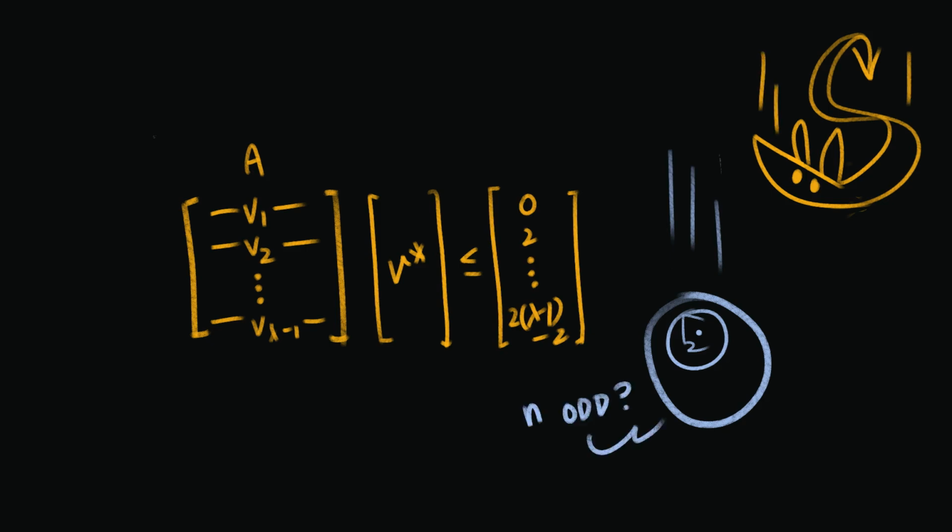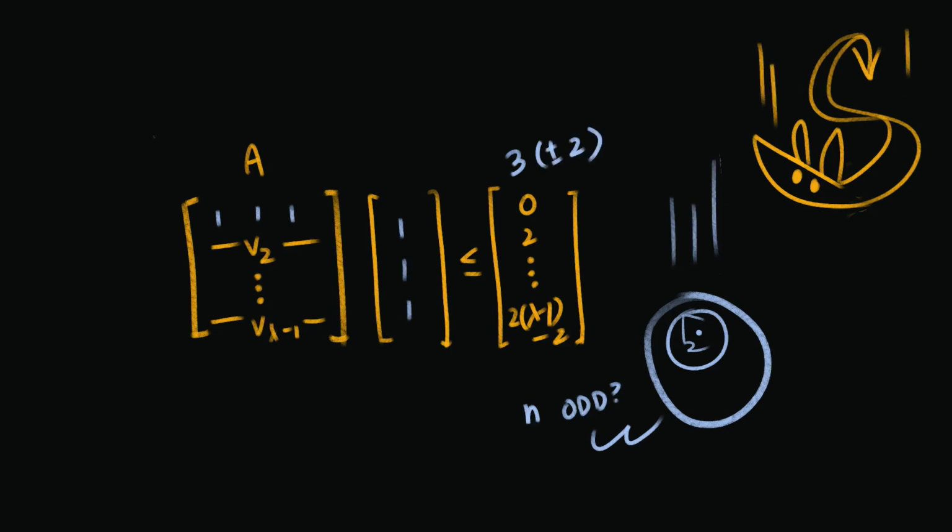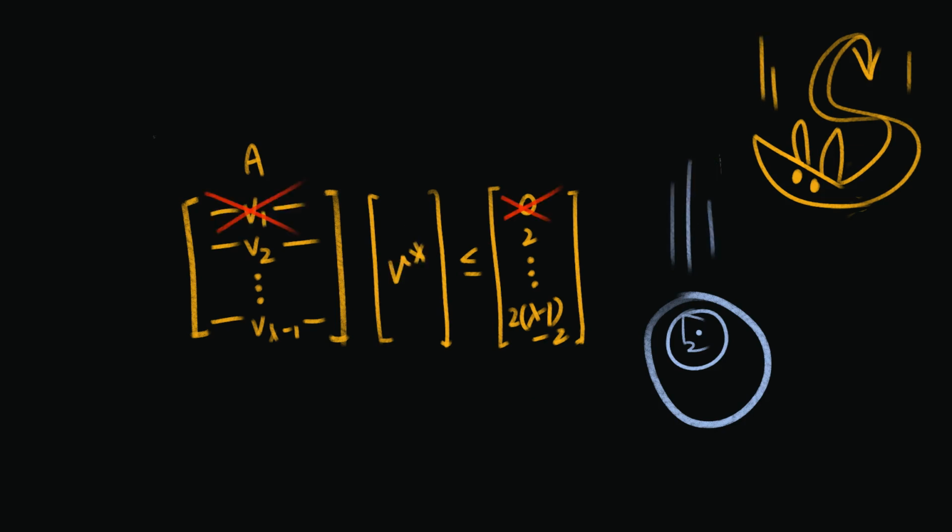Wait, if n is odd, there's an issue. V star is a vector with entries plus or minus 1, as is the first row of A. Their inner product will never be 0. If both vectors are all plus 1s, then their product will be odd. Whenever we flip the sign of a coordinate, the inner product is always increasing or decreasing by 2, so we can never get any even number. That is right. Their inner product will always be an odd number between n and negative n. Let us omit the first row of A for now. We will simply try to find a vector v star such that this inequality holds.